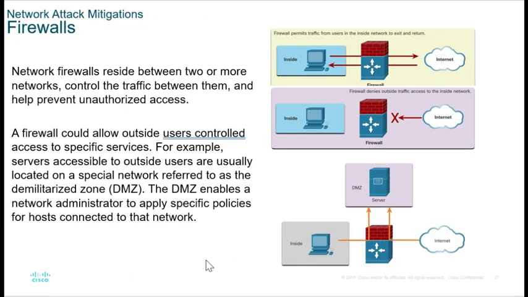Next we use firewalls. So basically firewalls reside between two or more networks, control the traffic between them and also help prevent unauthorized access. So firewall ni basically bila dia duduk di tengah, dia akan filter traffic.